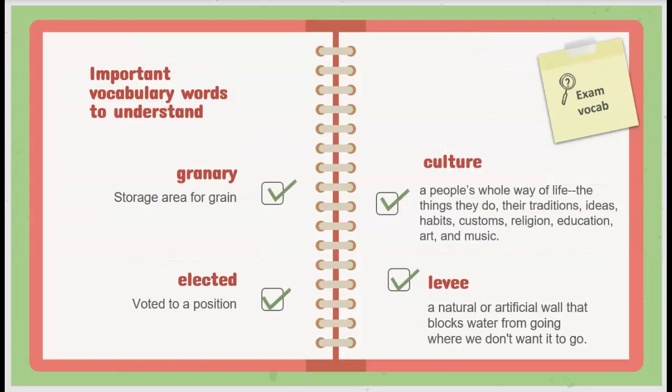And then here's some important vocabulary words to understand. Granary are storage areas for grain. Elected means voted to a position. Culture is a people's whole way of life, the things they do, their traditions, ideas, habits, customs, religion, education, art, and music. And then levee is a natural or artificial wall that blocks water from going where we don't want it to go. Water certainly does not grow.